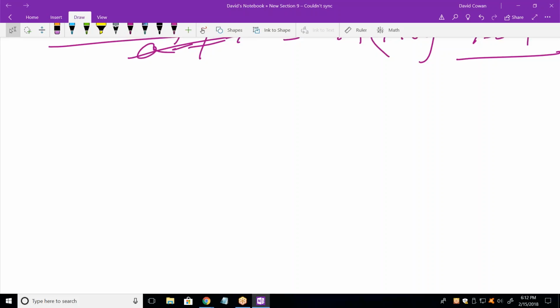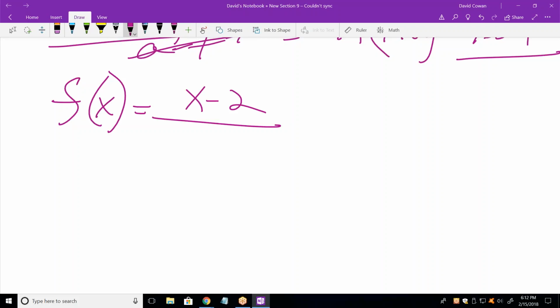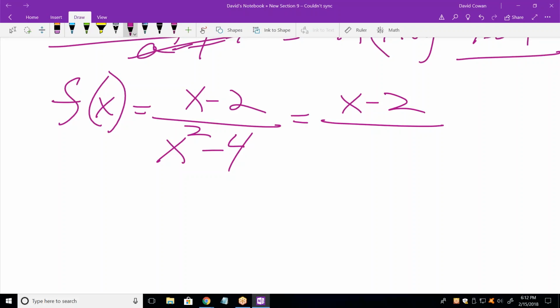This next problem says to discuss the continuity of f of x equals x minus 2 over x squared minus 4. All right. Again, we're going to have something that cancels. In other words, always factor if you can. So when you factor the bottom, what do you get? x minus 2 times x plus 2. And now that goes away. So what you end up with is 1 over x plus 2.